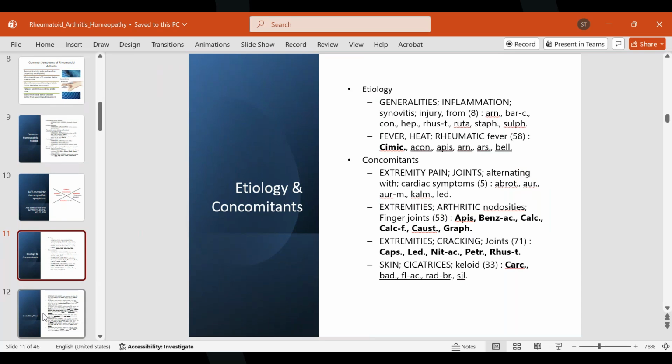Concomitants. Again, the joint pain can alternate with heart symptoms. Then you think of remedies like aurum, kalmia, ledum, that have that conjunction. You have the arthritic nodosities. You think of remedies like calc fluor, benzoic acid, which has really stinky urine, calcarb, cracking in the joints, and in the patient, keloids. So you think of remedies that are good for keloids, fluoric acid, silica, etc.